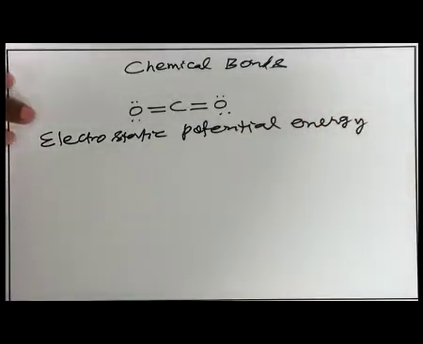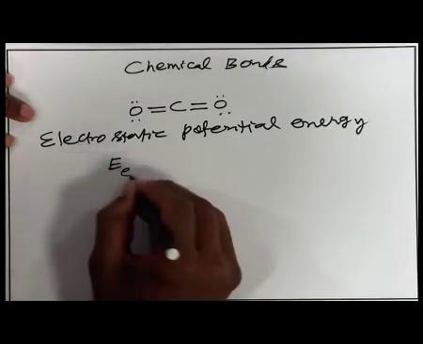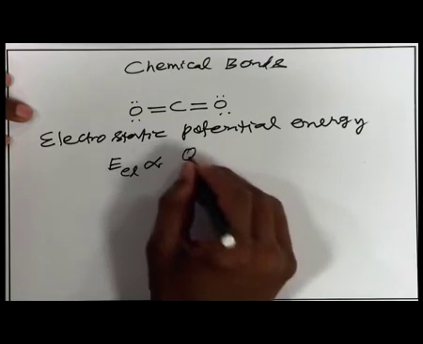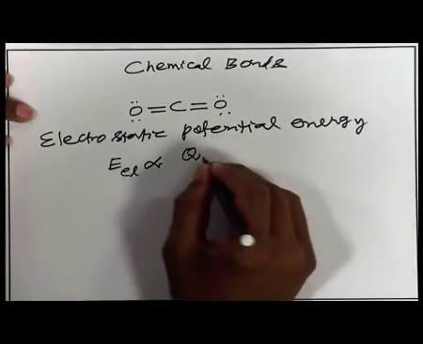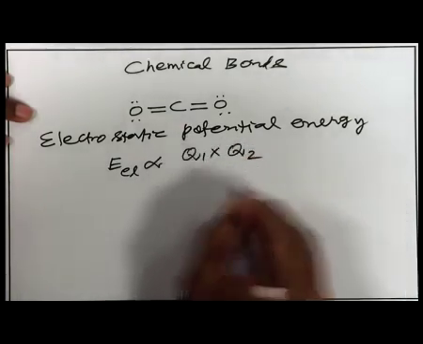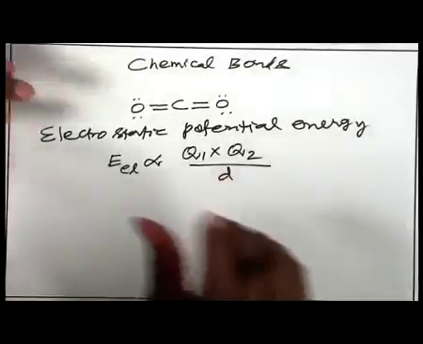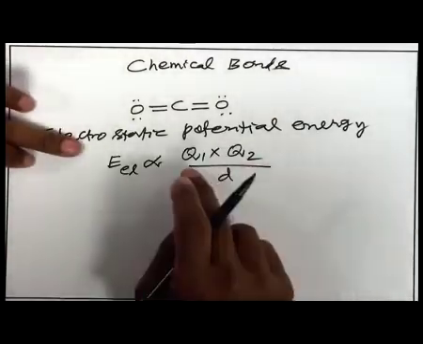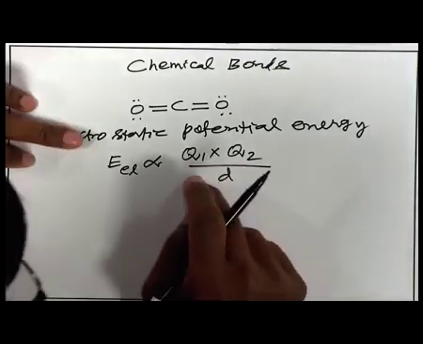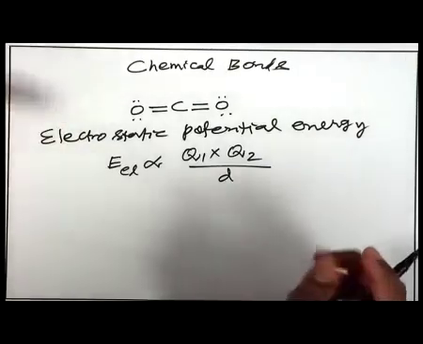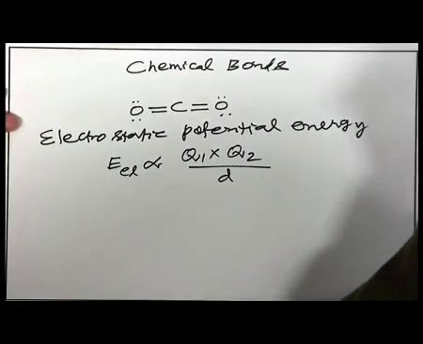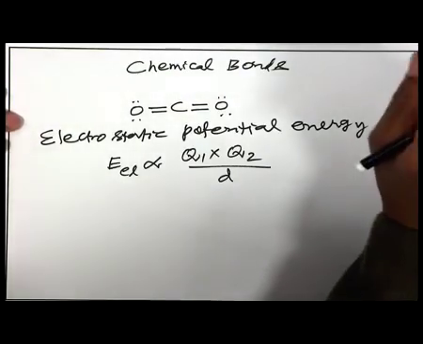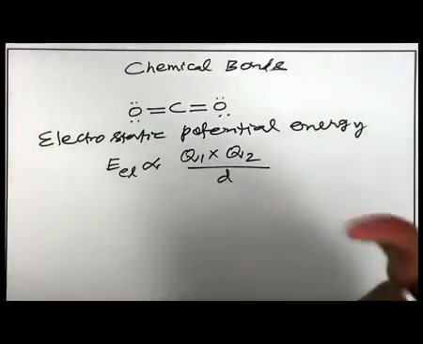Under this concept, electrostatic energy is directly proportional to the product of the charges Q1 and Q2, and inversely proportional to the distance between the charges. So, if you have a particle with a negative charge and another particle with a positive charge, when they approach each other, because one particle is positive and the other is negative, they are attracted to each other.